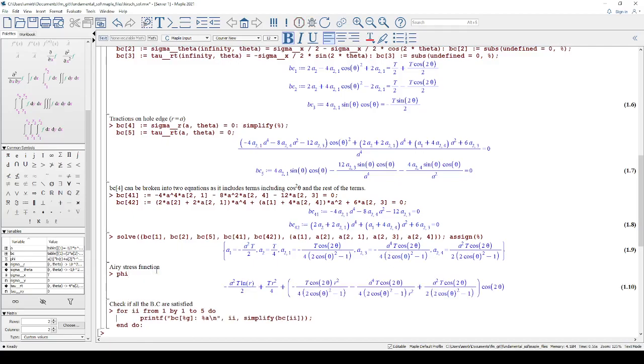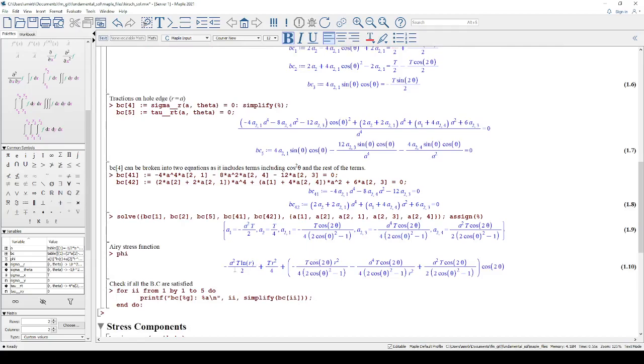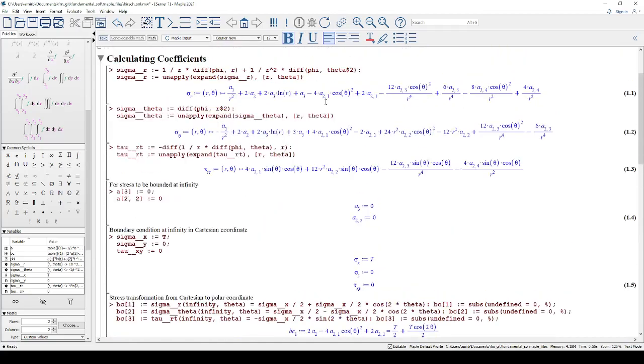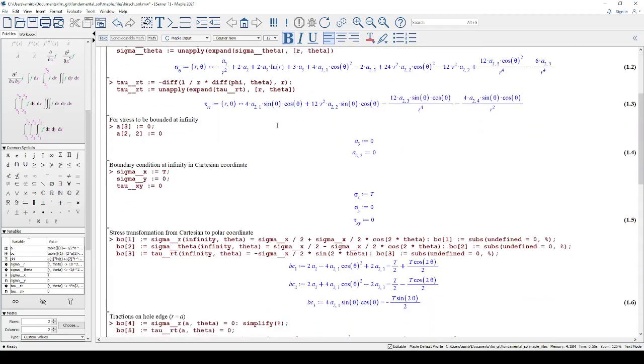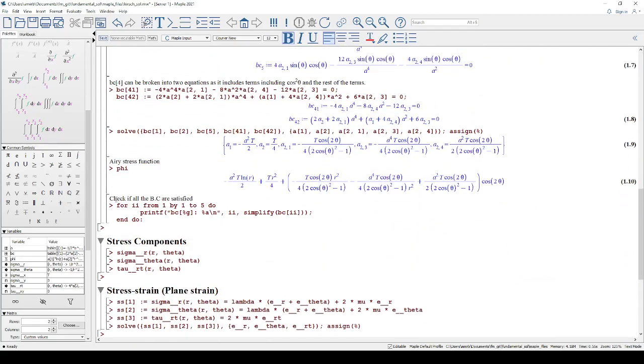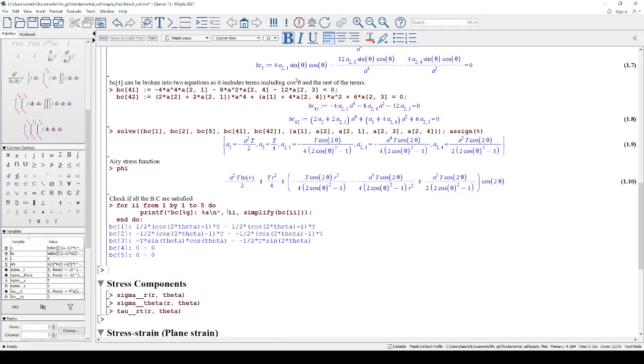Since I assigned them, I can rebuild my phi here. This is the phi that is the solution to the biharmonic equation. We know that it is fine because Michel already solved the biharmonic equation, so we don't need to recheck this. But let's check all the boundary conditions one by one in this loop.